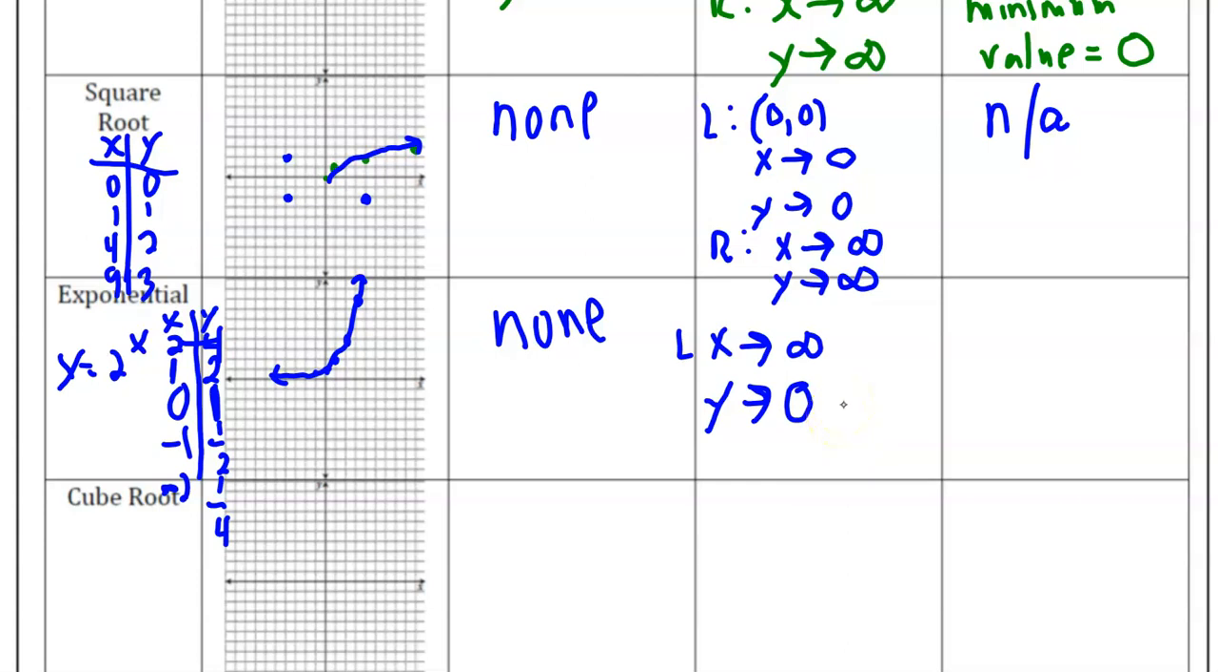And to be honest with you, they're both approaching 0. They're both getting really, really close to 0. On the right side, x is approaching positive infinity. Y is approaching positive infinity as well. This one here does not have a max or a min.